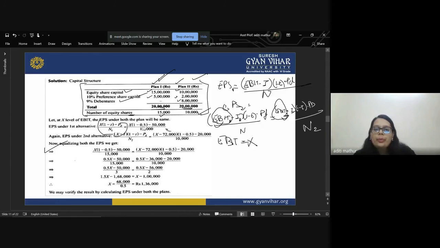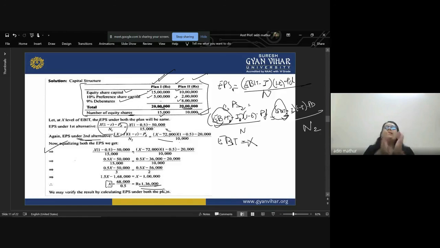That is 1 minus 0.5 minus 50,000 divided by 15,000. And for alternative 2, we have x minus 72,000 into 1 minus 0.5 minus 20,000 divided by 10,000. So both are equal. When we solve this equation, cross multiply it, and do it step by step, we will come up to our x, which equals 1,36,000.